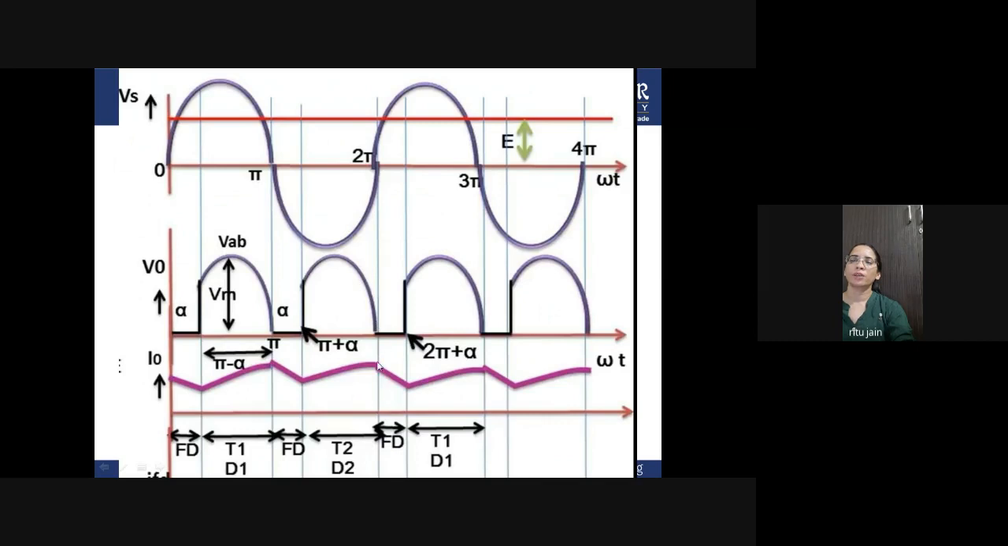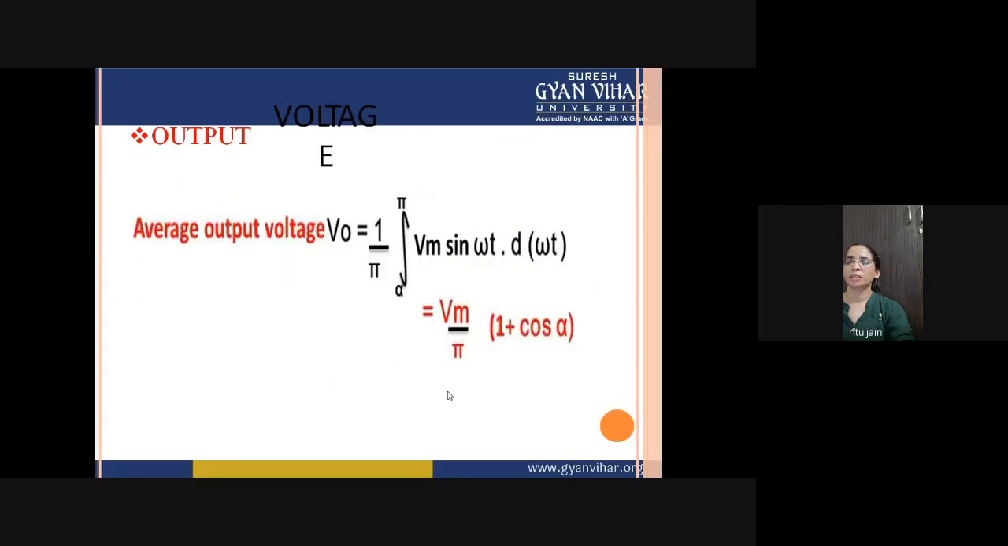Again your freewheeling diode will be in conduction mode, and the energy which was stored during this particular waveform will be released by the inductor. So the current direction will remain the same because this is the property of an inductor, that it always opposes a sudden change of current in any circuit. So you can see that you are getting continuous current in RLE mode. So this is your semiconductor device.